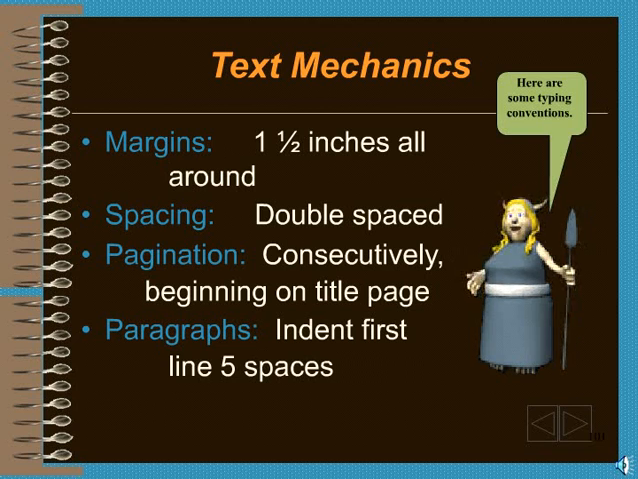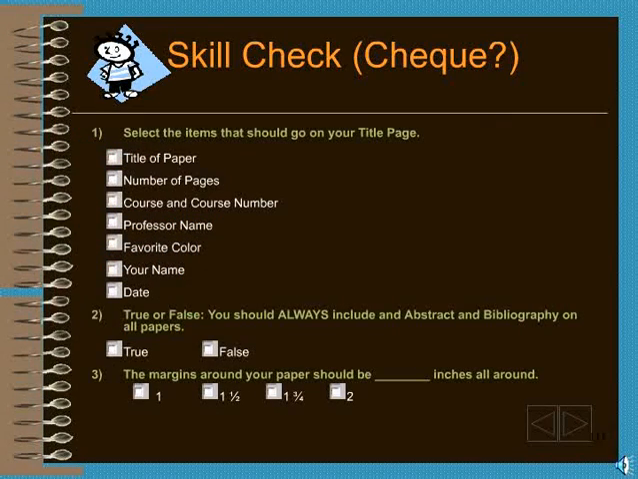Here are some typing conventions. Strictly speaking, APA dictates 1-inch margins. However, for grading purposes, we will use 1.5-inch margins. Here's a chance to check what you've just learned.